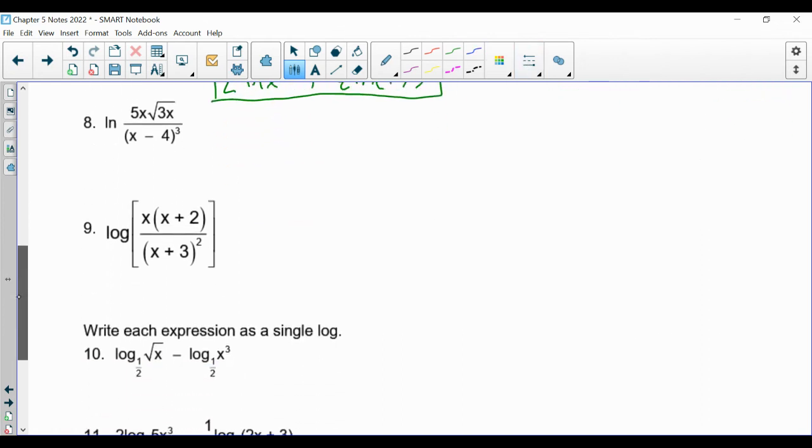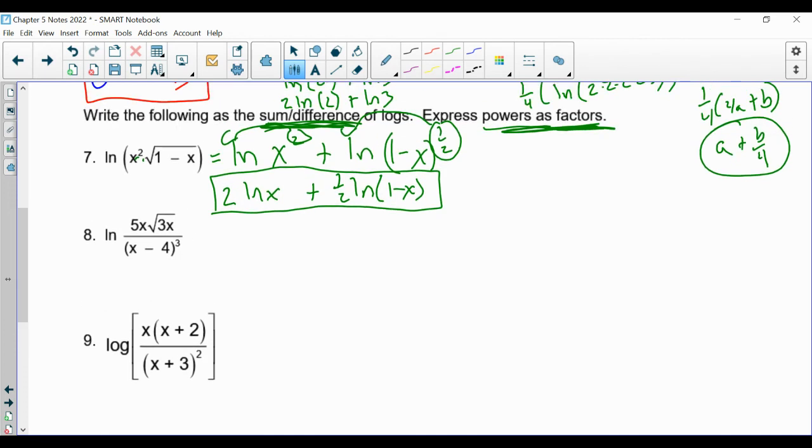All right. And then if we look at number 8, it has a lot more stuff. But again, we just look at what's here. So there's 5 times x times the square root of 3x, and then x divided by (x minus 4) to the third. So I'm going to deal with all the multiplications first, or most of the multiplications. You'll see this one I can't deal with quite yet because of that 1/2 power.